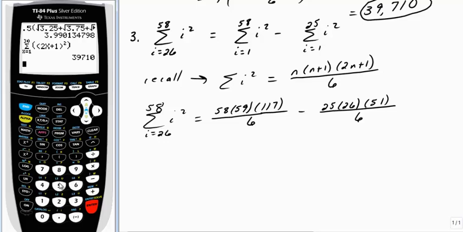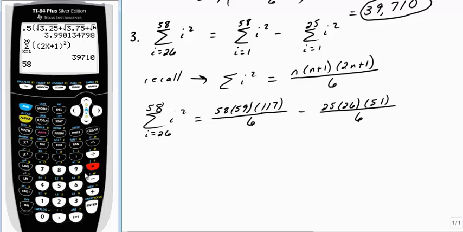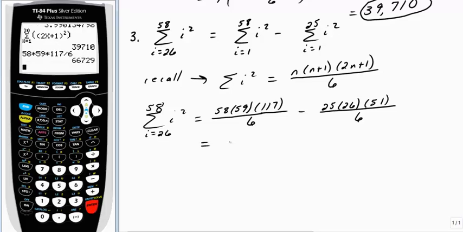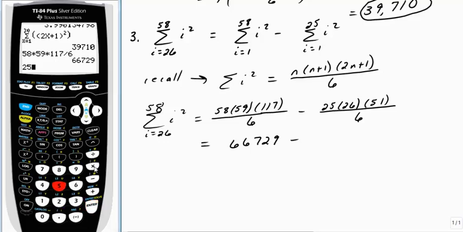So if we do this out by hand, we'll get 58 times 59 times 117. We're dividing that first fraction by 6, and so we'll get that this summation is equal to 66,729. Of course, we need to subtract the second quotient. We'll get 25 times 26 times 51, and we're dividing that by 6. 5525.